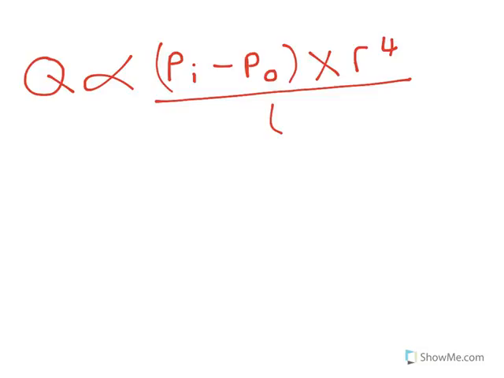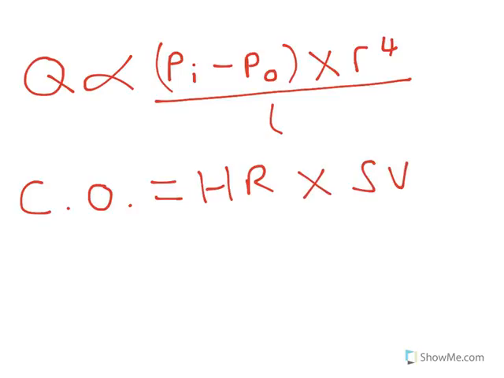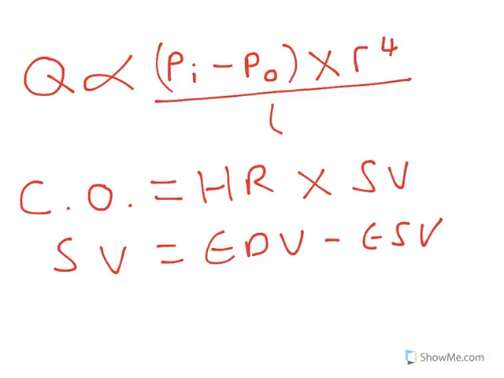The second relationship that you should already be familiar with is that between cardiac output, heart rate and stroke volume. So you'll recall that cardiac output is the product of heart rate and stroke volume, and in turn stroke volume is given as the difference between the end diastolic volume of a ventricle and the end systolic volume. And these two factors, end diastolic volume and end systolic volume, are themselves regulated by other parts of the cardiovascular system.